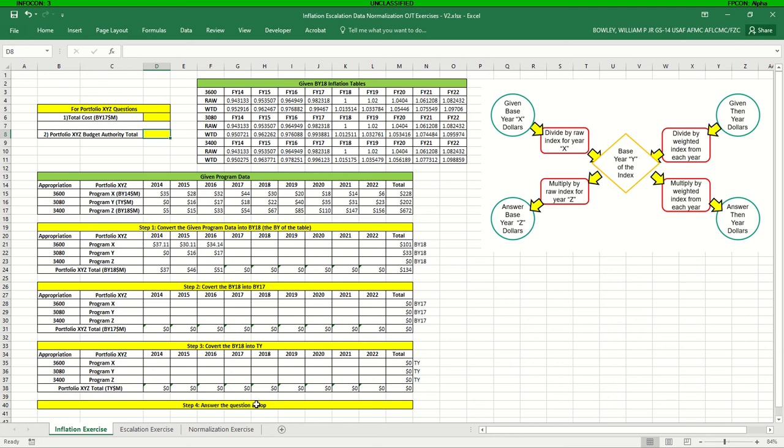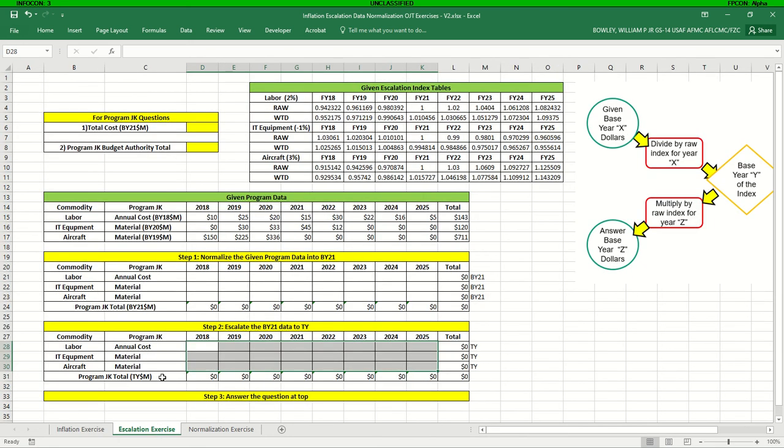Once you've completed this, you can move on to the escalation exercise. For the escalation exercise, again, we've got some given escalation index tables. We've got the labor, we've got IT equipment, and we've got aircraft. And we're given some program information.